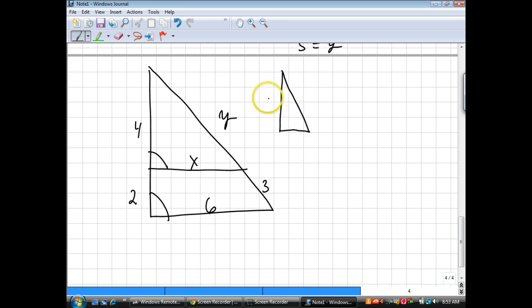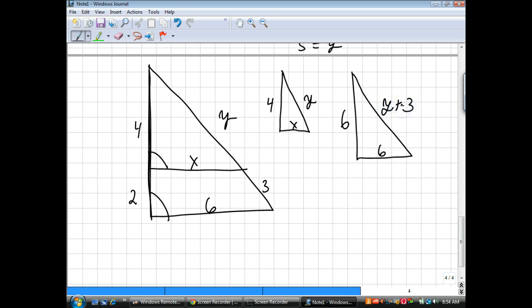I have a small one where this is 4, this is x, this is y. And then I have a bigger triangle where this whole side is 4 plus 2, so this is 6, and this whole side is y plus 3. Okay? So again, they are similar because they share this angle. So I have two angles of one congruent to two angles of another, so they are similar.